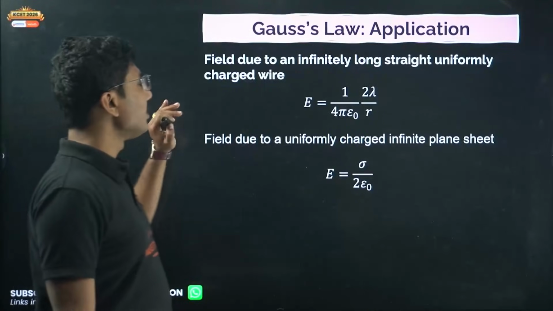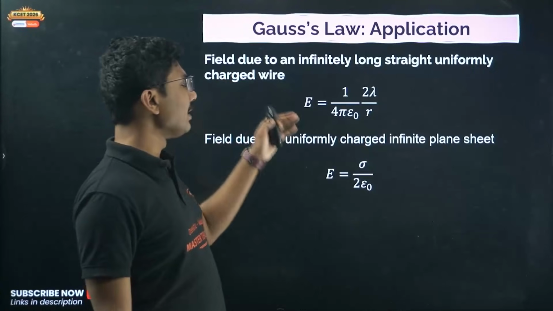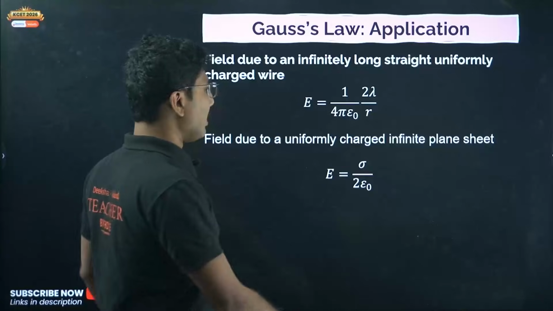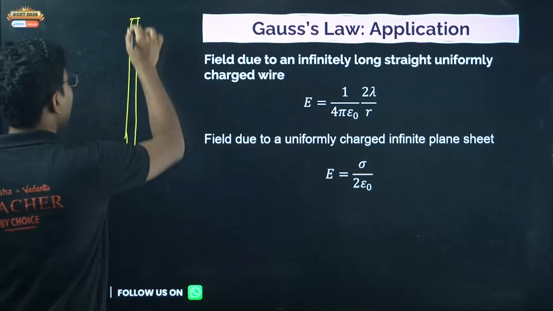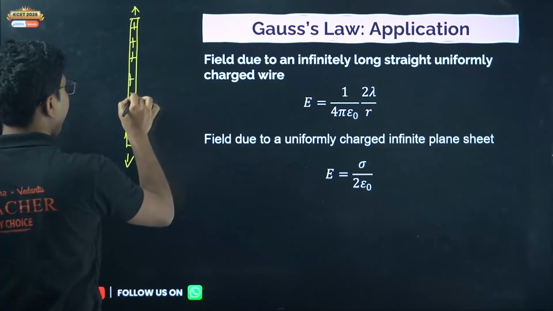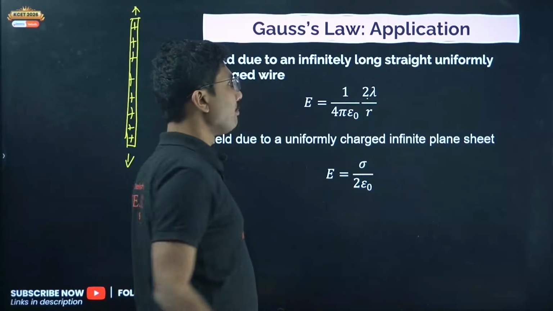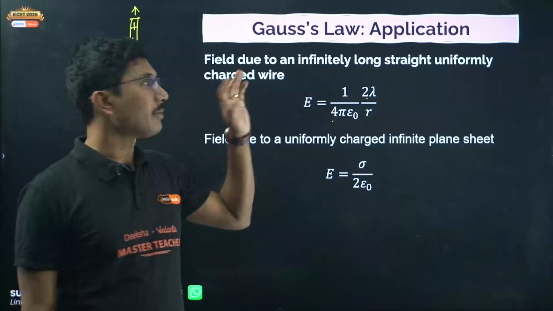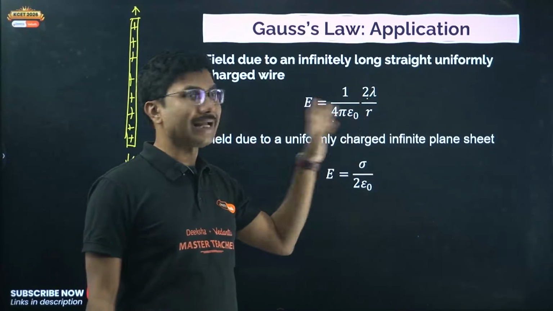Next, the field due to an infinitely long straight uniformly charged wire is given by E equals 1 by 4 pi epsilon naught times 2 lambda by R. Remember that this is the uniformly charged, infinitely long wire. In this formula I have used 2 lambda along with 4 pi epsilon naught. This is an easier formula to remember, especially if you are solving numerical questions: 1 by 4 pi epsilon naught 2 lambda by R.